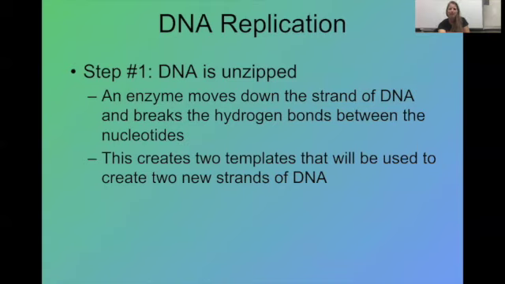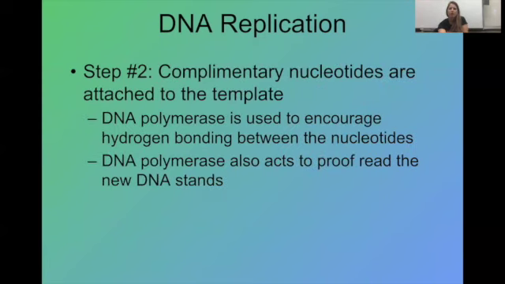The first step in DNA replication, we unzip the DNA. So helicase moves down the DNA strand, breaking the hydrogen bonds between the nucleotides, creating templates that will be used to create the new DNA. Step 2, complementary nucleotides are attached to the template. DNA polymerase is encouraging the bonding, and it's proofreading it. It's making sure that we have very few errors.